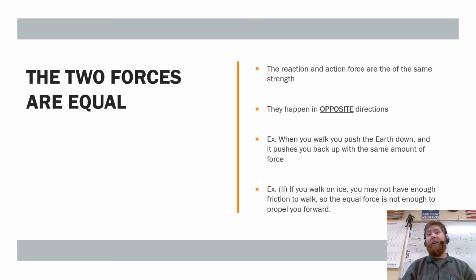Now what happens if you're walking on ice, though? You might not have enough friction to walk, so you can't get that equal force off the ground to propel you forward. You can't push down the earth as well because you have that friction that's making you slide.